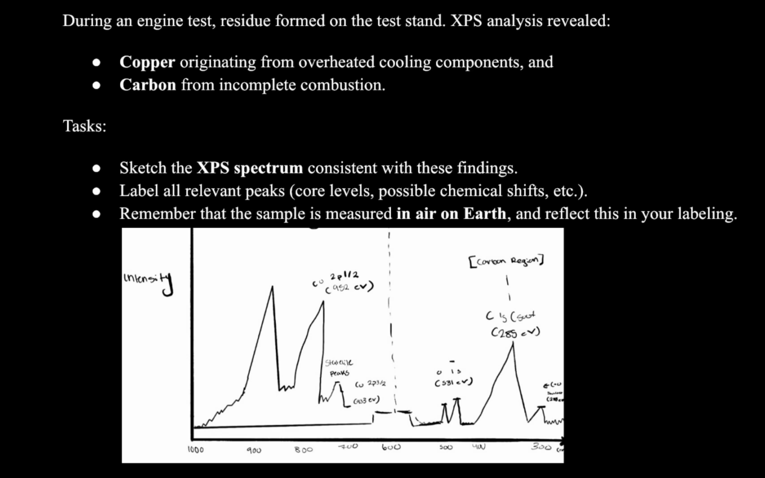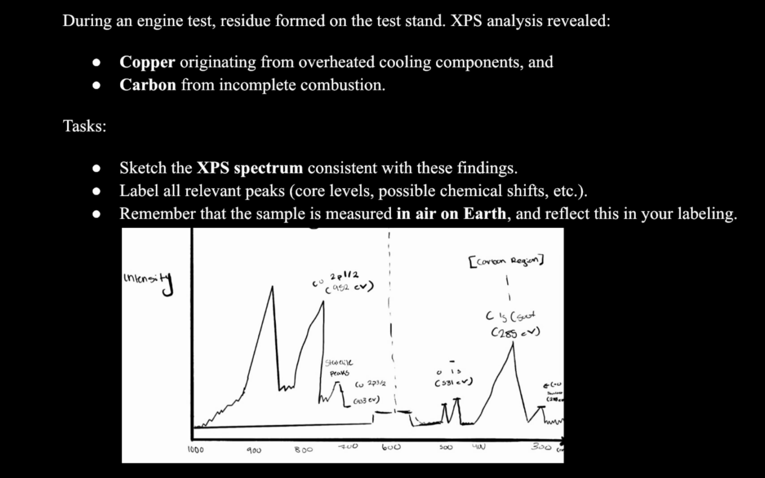Because the sample was measured in air, we first plotted the adventitious carbon peak at 284.8 eV. However, since there is incomplete combustion, we see a broadening of this peak towards higher binding energies, representing C-O or C=O bonds from partially oxidized fuel.